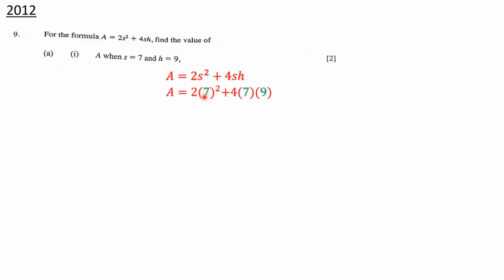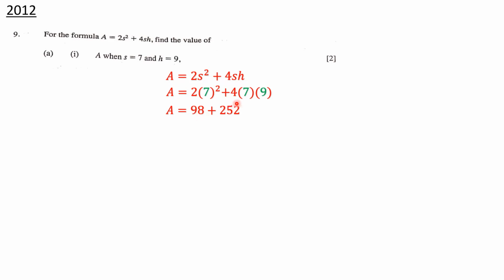And wherever we see h, we're going to put 9. So s is 7, h is 9. What is 7 times 7 or 7 squared? It's going to be 49. So we have to do 2 times 7 squared. Not the square root, sorry, 2 times 7 squared. And 2 times 7 squared is going to be 98 because 7 squared is 49, and 49 times 2 is 98.